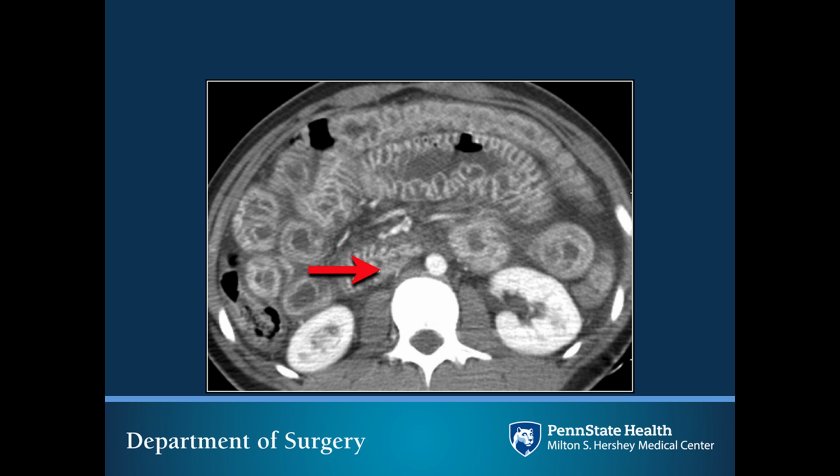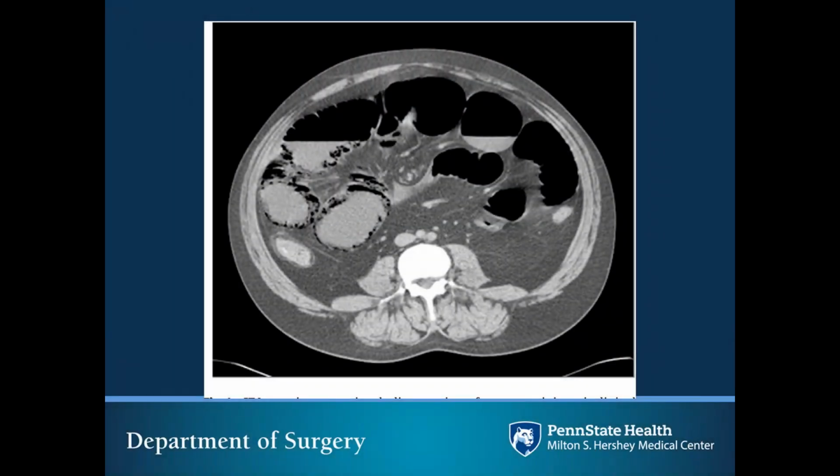In this axial CT scan, you can see a significant bowel wall edema, which would suggest poor blood flow to the bowel, as well as a significant amount of free fluid within the abdomen. This axial CT scan demonstrates pneumatosis intestinalis, which refers to air in the wall of the bowel and is most frequently seen in cases of vascular compromise.